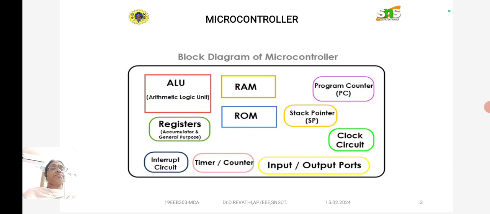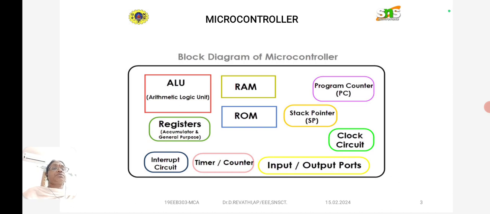RAM is also called random access memory. It has two types: static RAM and dynamic RAM. ROM is read-only memory, and the types of ROM are PROM, EEPROM, and EAPROM. The program counter holds the address of the next instruction that is going to be executed.